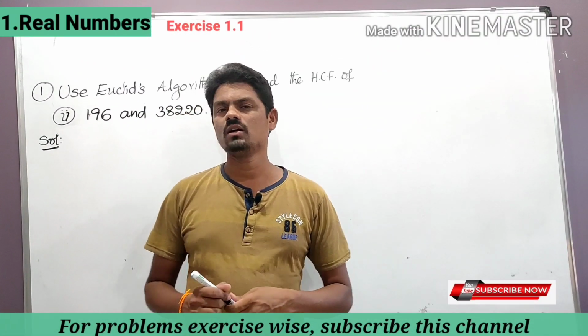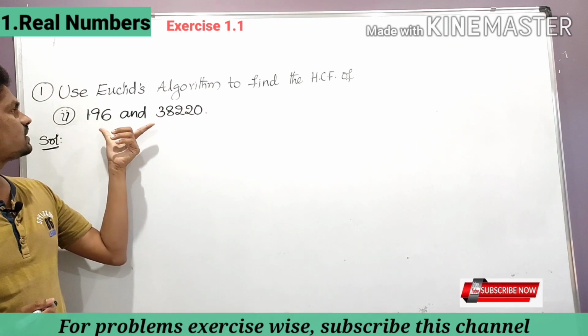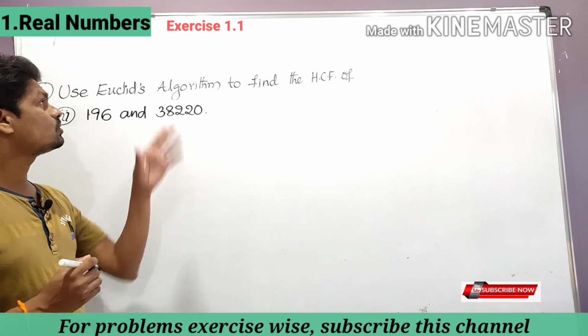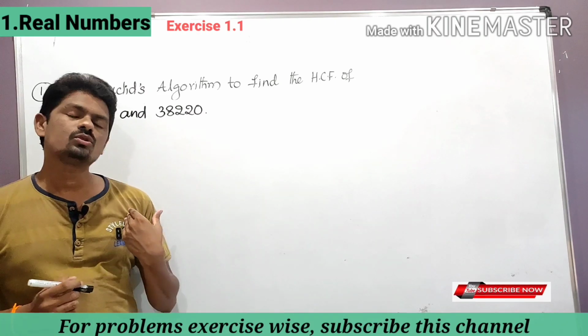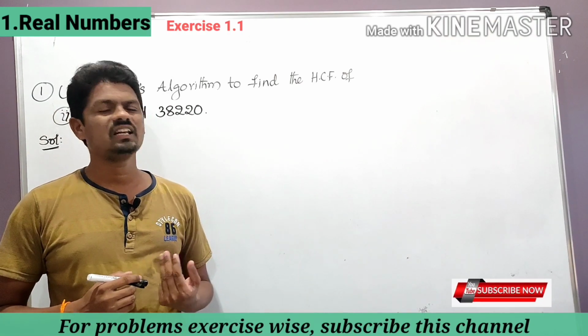See here what is given. He is asking us to find the HCF of 196 and 38,220 using Euclid's algorithm. Already we have learnt about Euclid division lemma or Euclid's division algorithm.